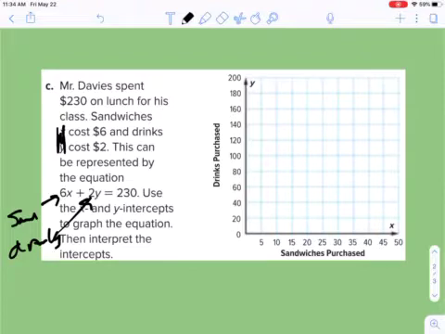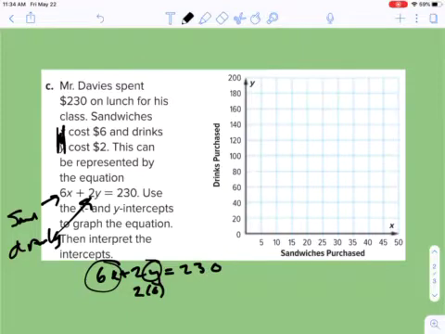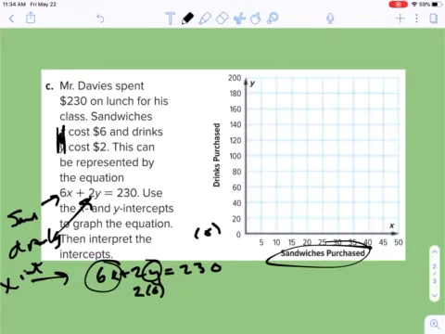Now, he has basically 3 different options. He could take all the money and say, I'm just going to buy sandwiches. So if he does that, he's going to take 6x plus 2y equals $230, and solve for this, and he's not buying any drinks. In other words, he's making that 0. This is the equivalent of him saying, I'm finding my x-intercept, because he's only purchasing sandwiches and the drinks are going to be 0.